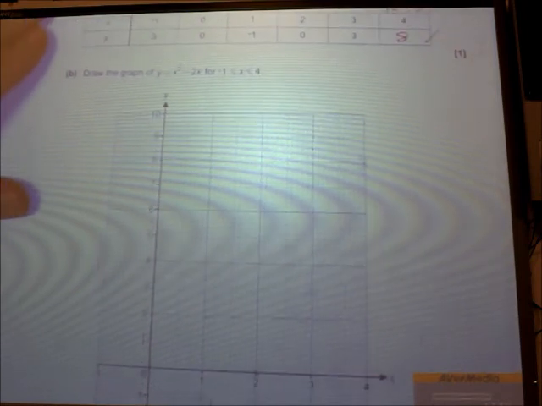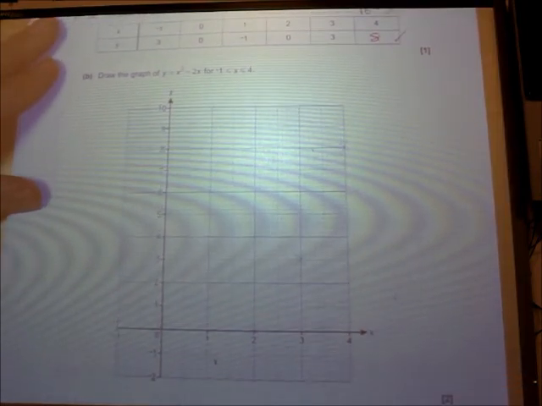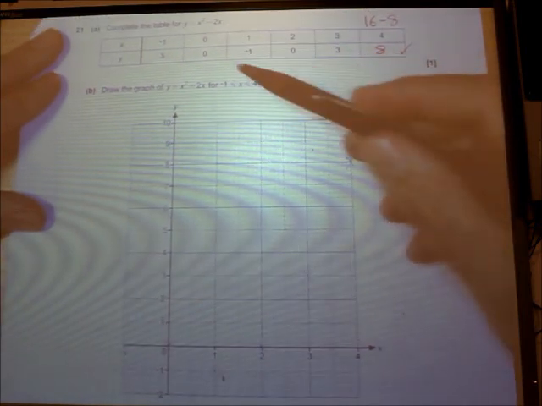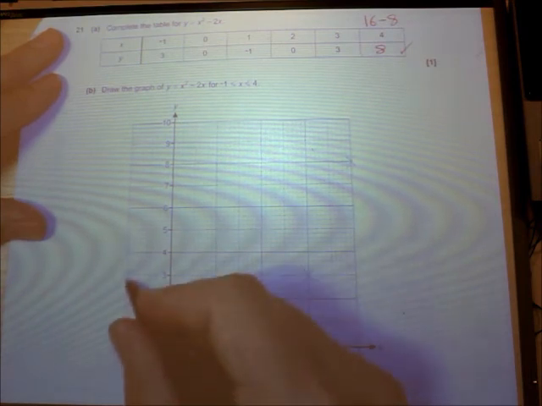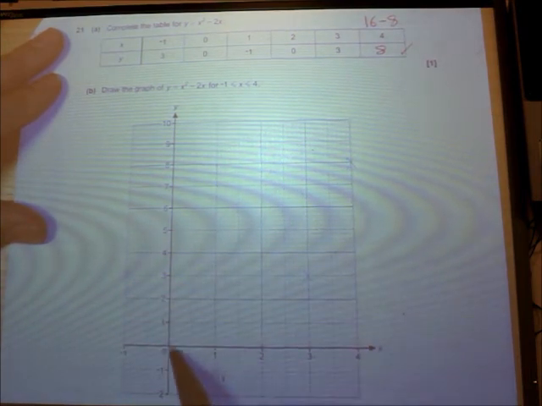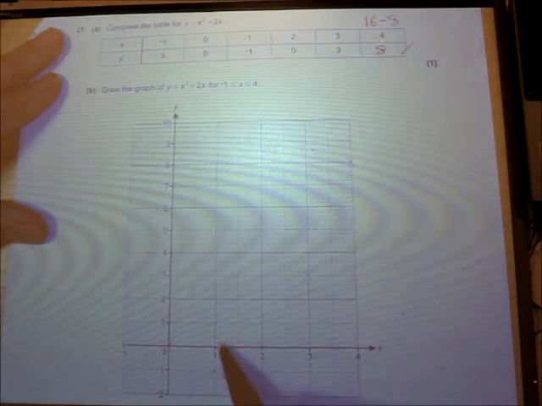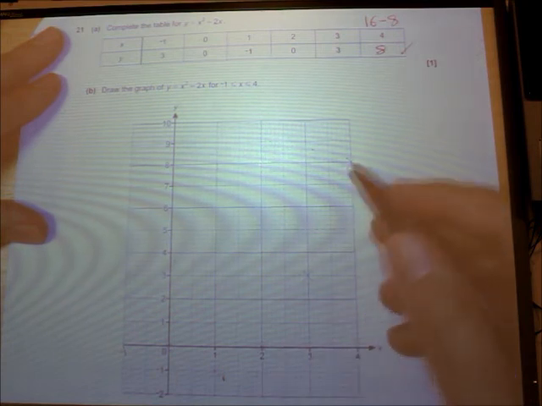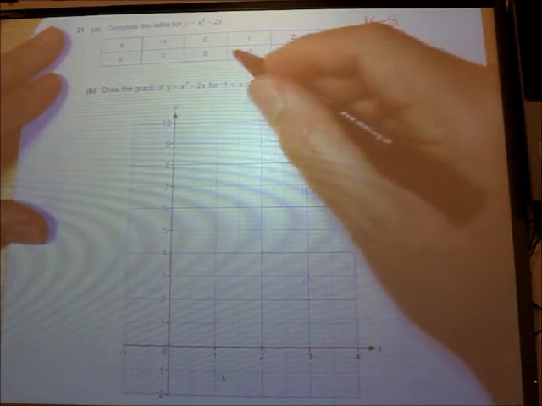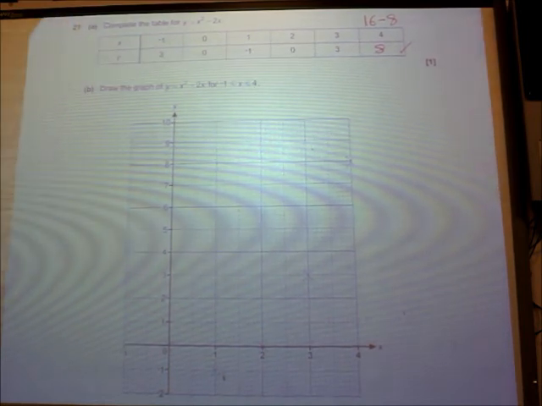The next bit you've got to do is to plot those points, so draw the graph. So what I've done, I hope you can see it, I've plotted the points already. So for example, you need to plot the point minus 1, 3. So remember, along the corridor, up the stairs: minus 1, 3, 0, 0, then it's 1, minus 1, then it is 2, 0, 3, 3, and 4, 8. I'm just taking the coordinates from up here. Look.